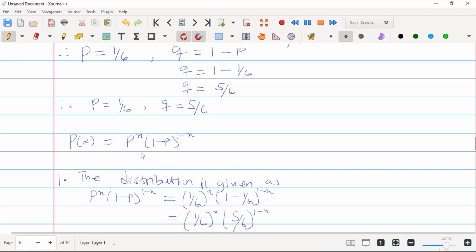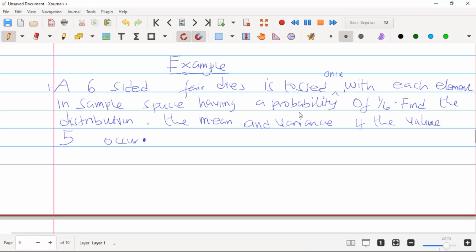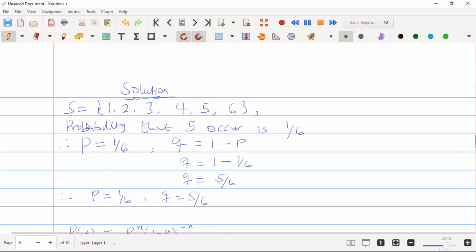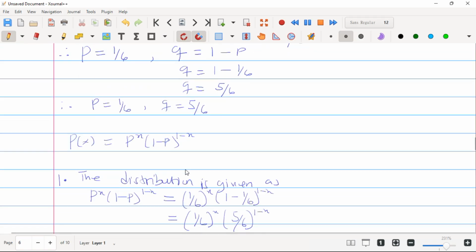So this is the PMF, the probability mass function for the Bernoulli distribution, right? And the question told us to find what? The first question was to find the distribution. So at the end of the day, we have our probability mass function here, and we want to find the distribution. Here we have our P and then we have our Q.